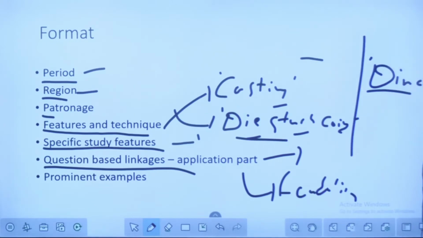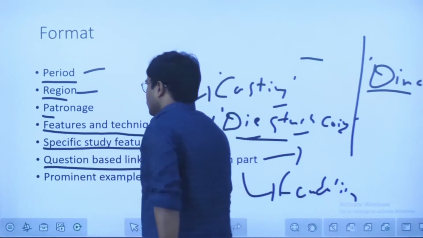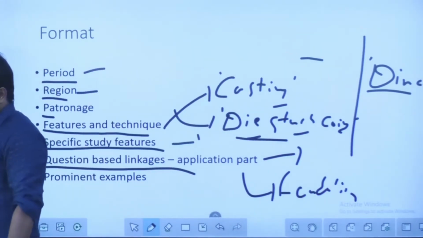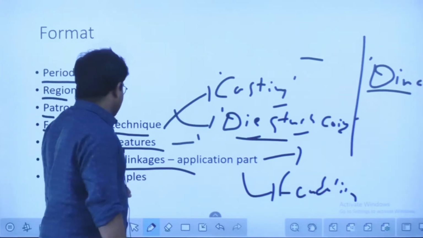You have to use the same format: period, region, patronage, features and technique, specific study features, and finally the question-based linkages you have to go to. 30 to 40% of the answer should be the first section only, because this is the standard format. Any culture textbook, standard textbook or international author's book you take, first and foremost they'll write about these features, then they'll go to the discussion. So this way you need to write the answer.